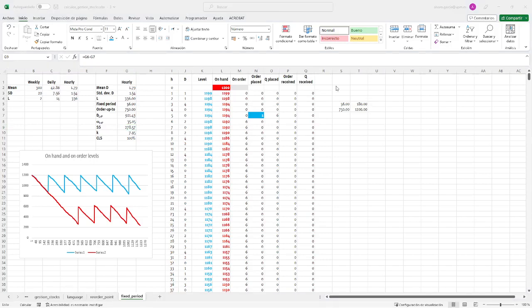Okay, this video is similar to those I recorded for the reorder points, but for the fixed period policy, where I'm going to explain briefly what happens when we have a fixed period which is smaller than the lead time, similar to what happened with the reorder points.